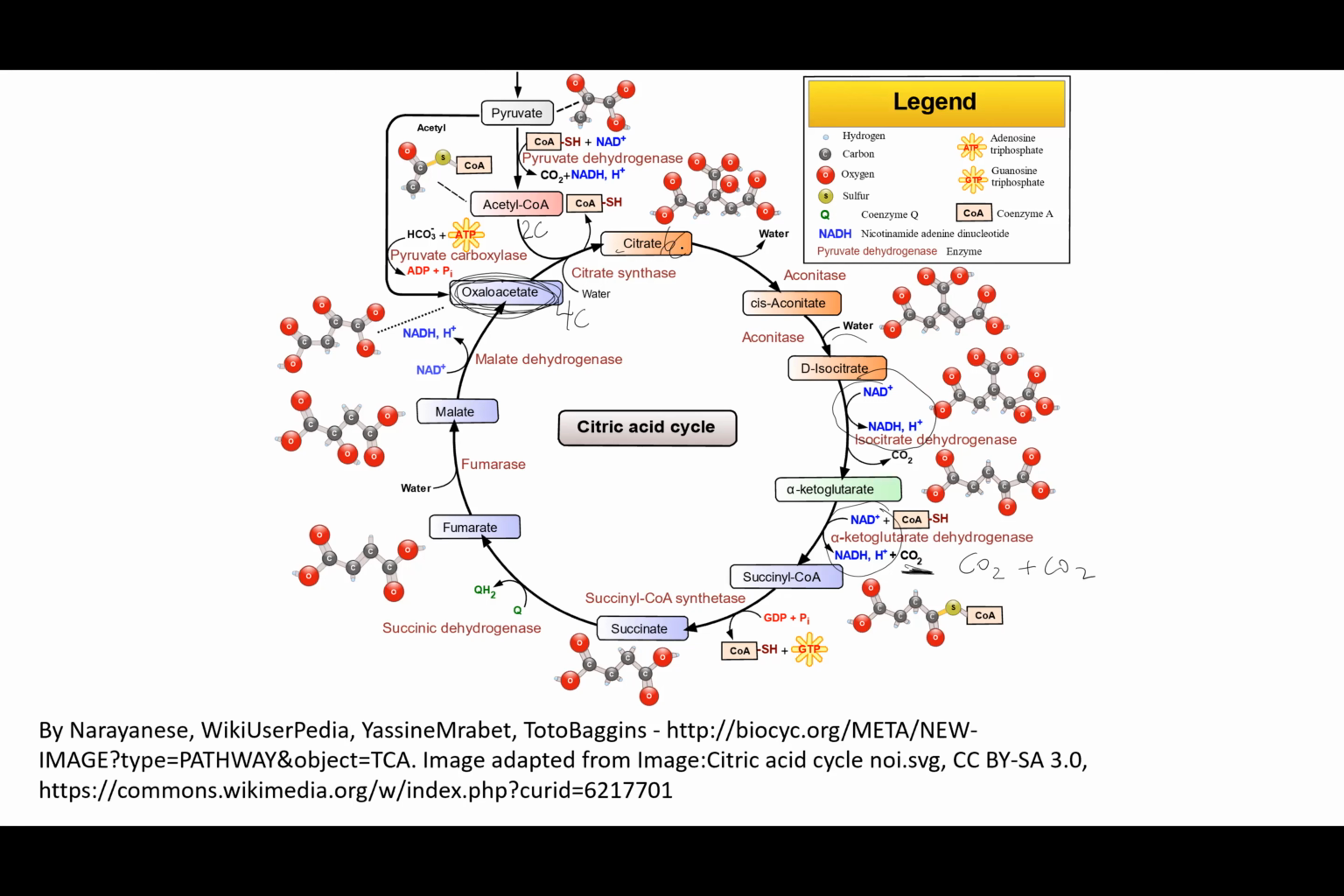Oxaloacetate is the 4 carbon molecule. We regenerate this, we put acetyl-CoA and oxaloacetate together and we get a 6 carbon citrate. Okay, so this is the first step, citrate synthesis.